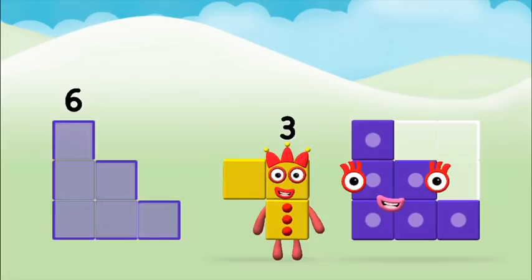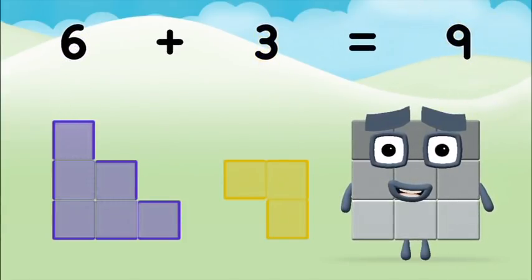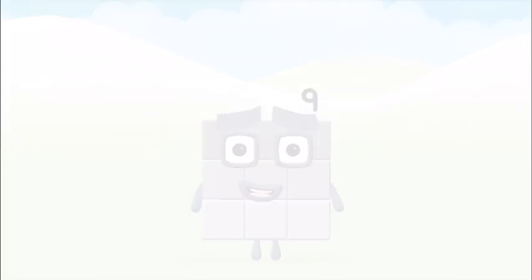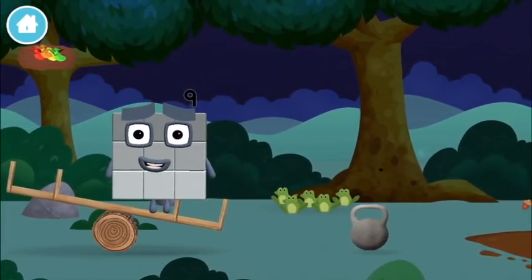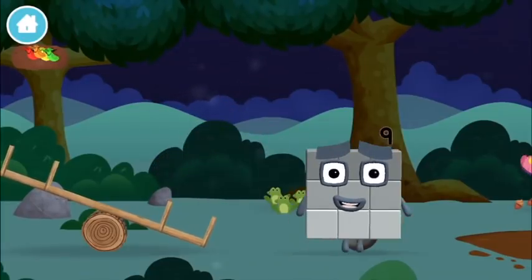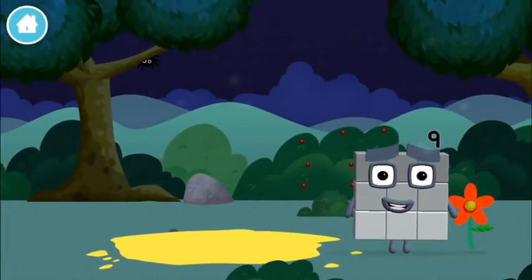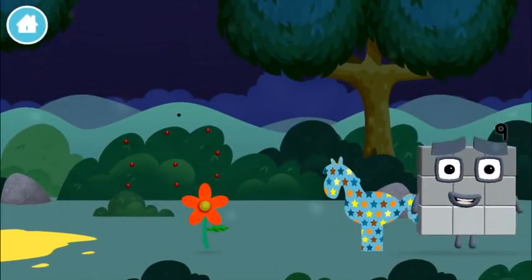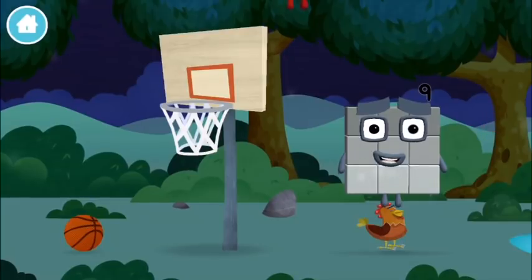Six. Three. Six plus three equals nine. Brilliant! You made number block nine. You made a new number block. Try looking to the left. You found one!